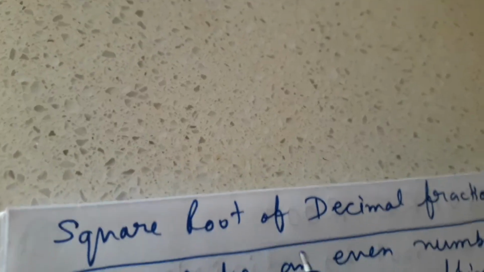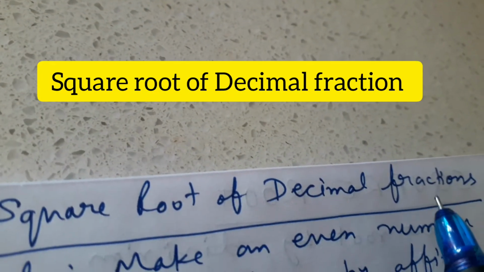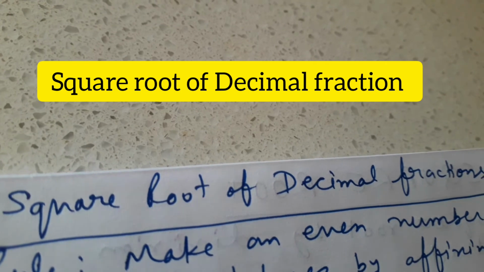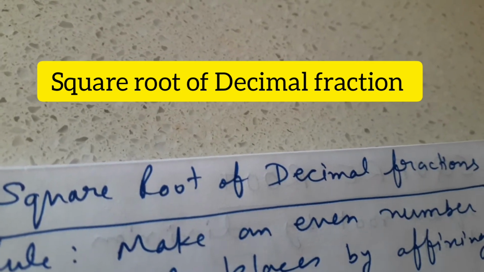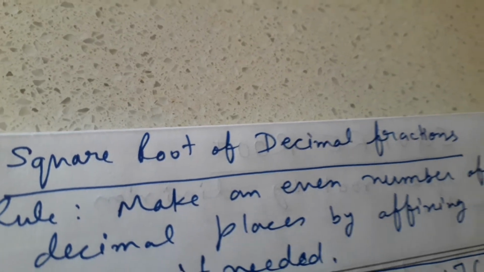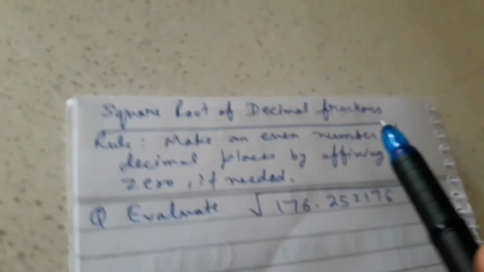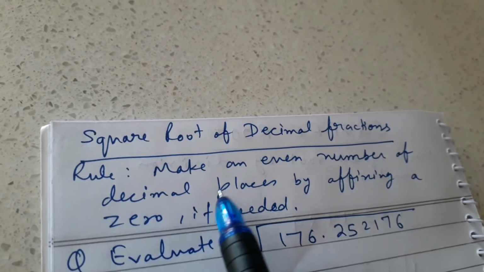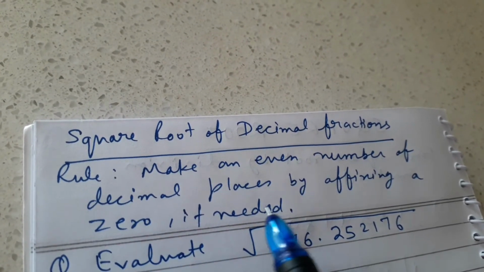Today I am going to discuss the square root of a decimal fraction. For the square root of a number, I already discussed it in my previous video, so you can check my previous video. In this video I am going to discuss the square root of a decimal fraction. First, what is the rule? Make an even number of decimal places by affixing a 0 if needed.